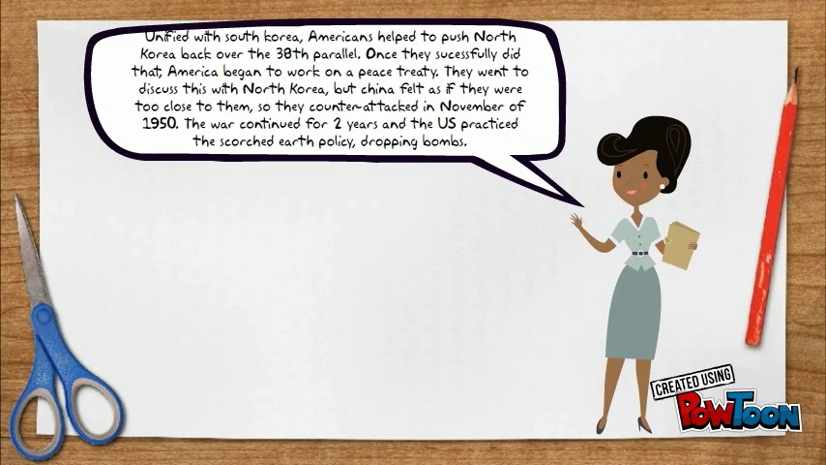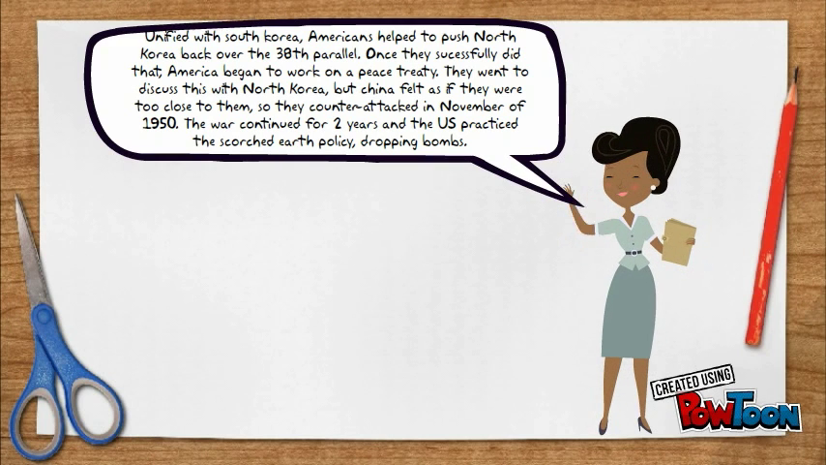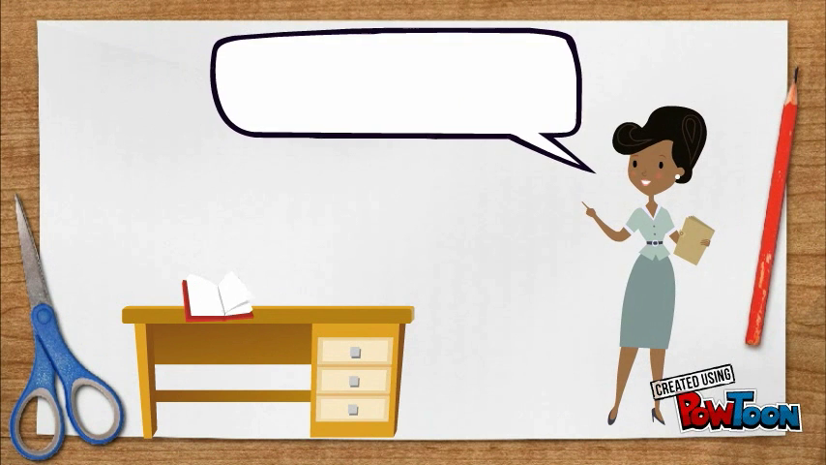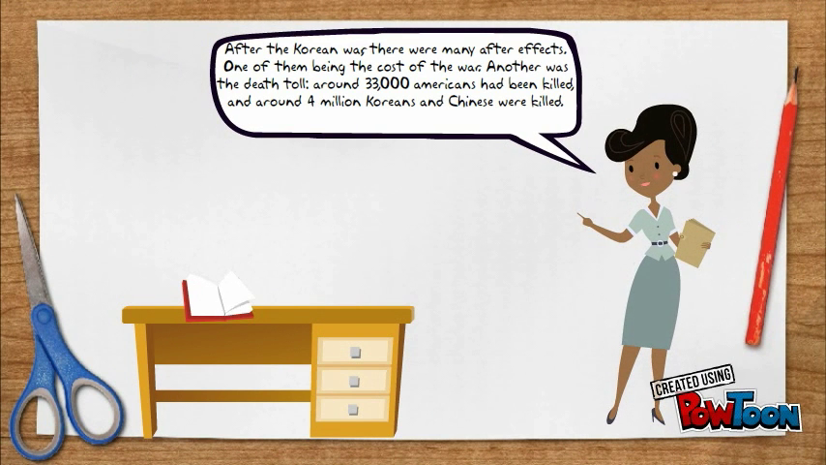Unified with South Korea, Americans helped to push North Korea back over the 38th parallel. Once they successfully did that, America began to work on a peace treaty. They went to discuss this with North Korea, but China felt that they were too close to them, so they counterattacked in November of 1950. The war continued for 2 more years, and the US practiced a scorched earth policy, dropping bombs all over North Korea. After the Korean War, there were many after effects, one of them being the cost of the war.